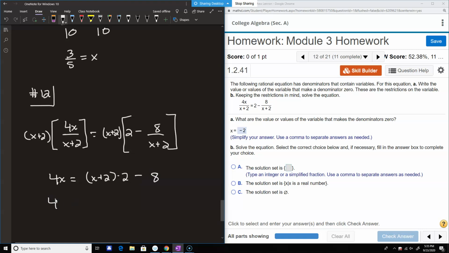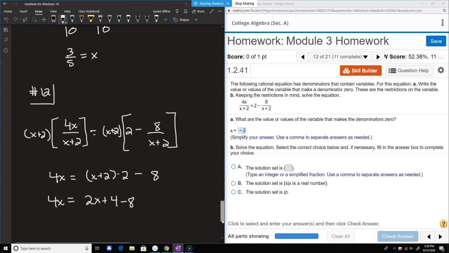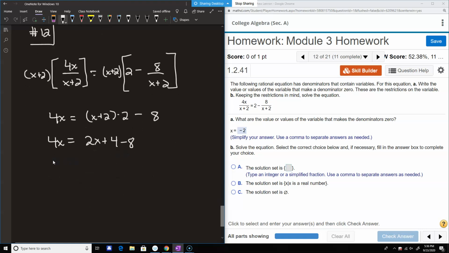So we can distribute that 2 to get rid of the only set of parentheses left. 2 times x is 2x. 2 times 2 is 4. And then we just have a relatively simple problem left. So we have 4x equals 2x minus 4. We want to move the 2x to the left. So we're left with 2x equals negative 4. And then if we divide by 2, we are left with x equals negative 2.